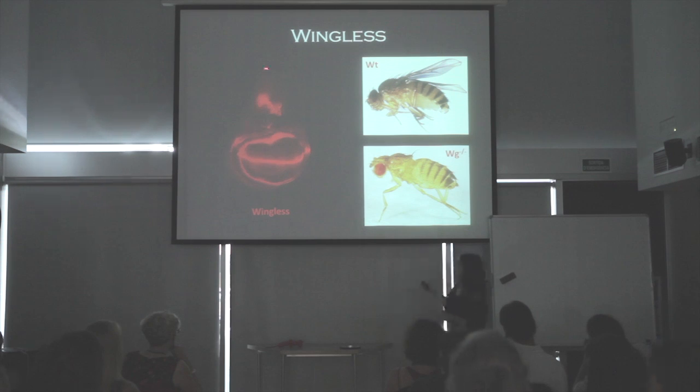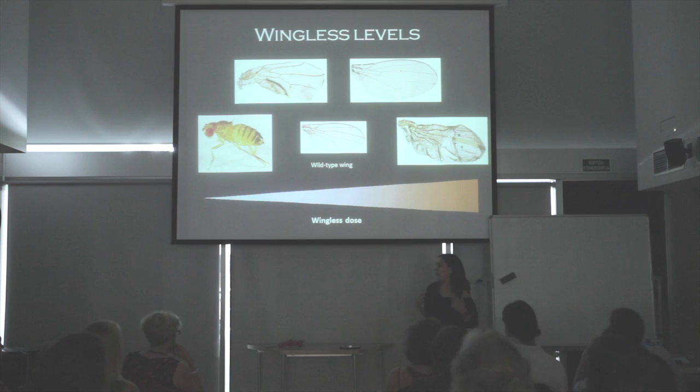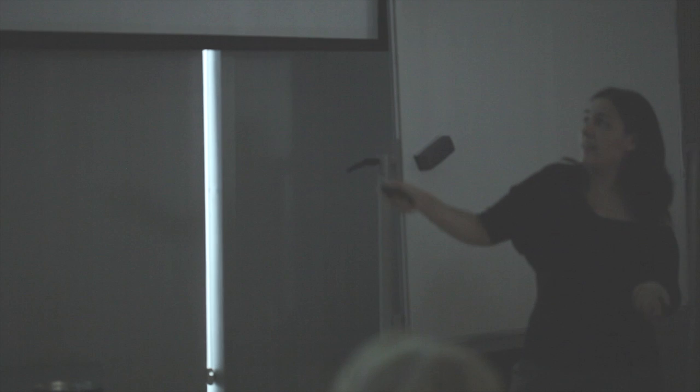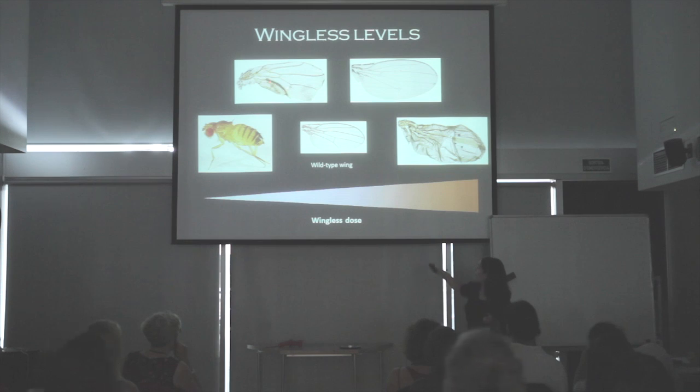And okay, the pattern is nice, but the phenotype is nicer, because when a fly doesn't have wingless, it doesn't have wings. But this process is not so straightforward because wingless effects depend on its level. With no wingless, the fly has no wings, but at low levels of wingless, we have smaller wings without margin.